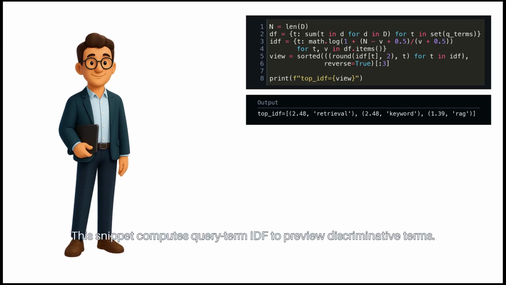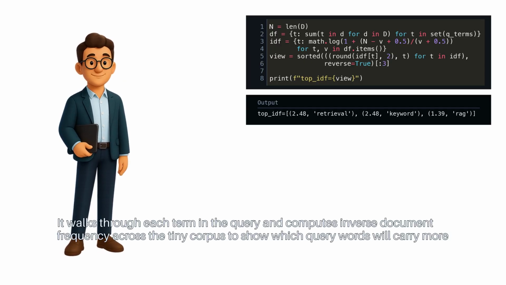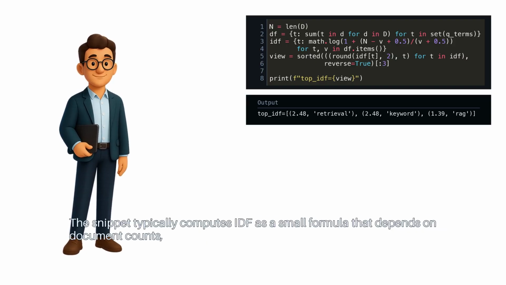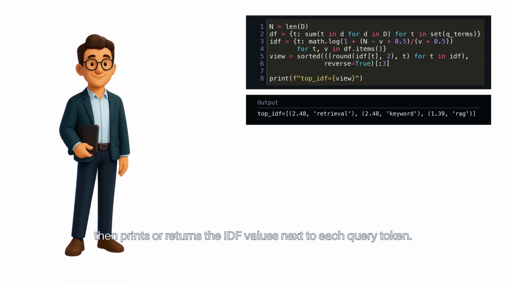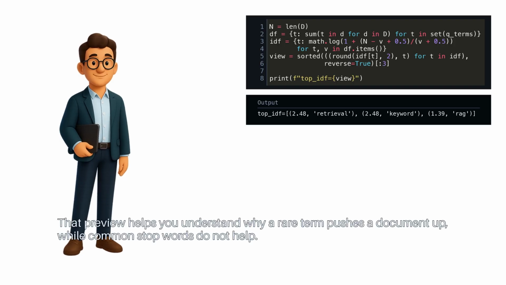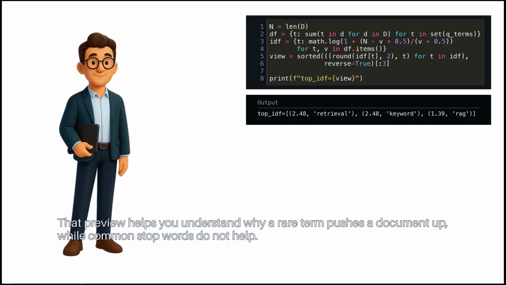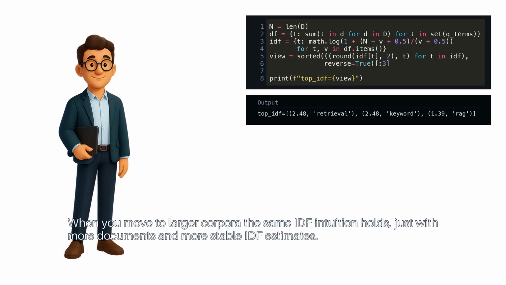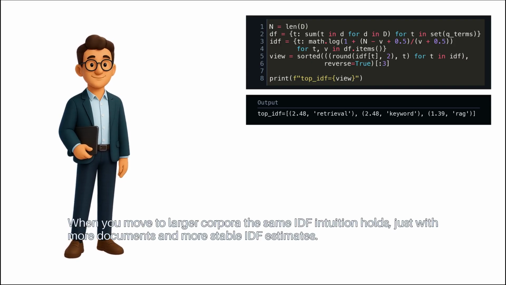This snippet computes query term IDF to preview discriminative terms. It walks through each term in the query and computes inverse document frequency across the tiny corpus to show which query words will carry more weight. The snippet typically computes IDF as a small formula that depends on document counts, then prints or returns the IDF values next to each query token. That preview helps you understand why a rare term pushes a document up, while common stop words do not help. When you move to larger corpora, the same IDF intuition holds, just with more documents and more stable IDF estimates.